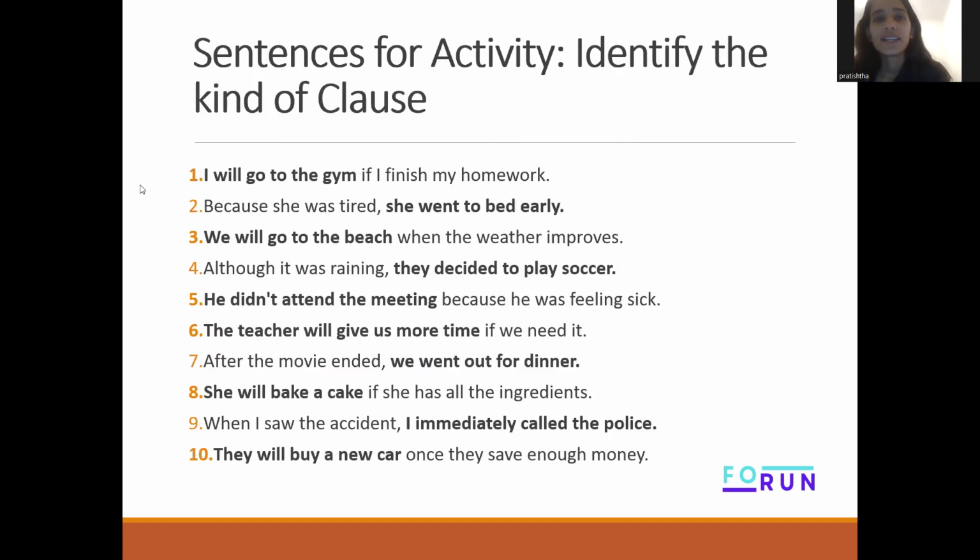So now identify the kinds of clauses. There are two different clauses. I will go to the gym if I finished my homework. So independent clause, dependent clause. And this is a condition. Because she was tired, dependent clause. She went to bed early, independent clause. This is reason, because.